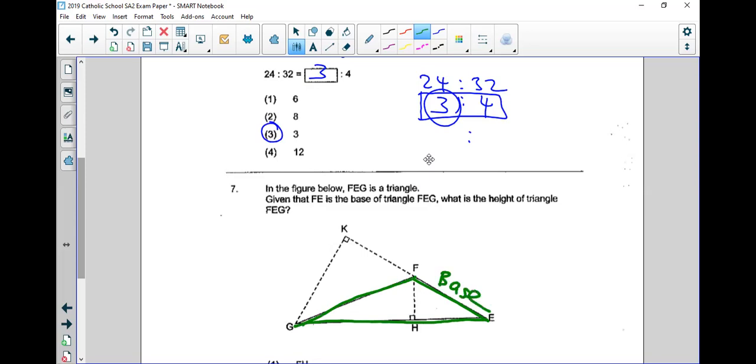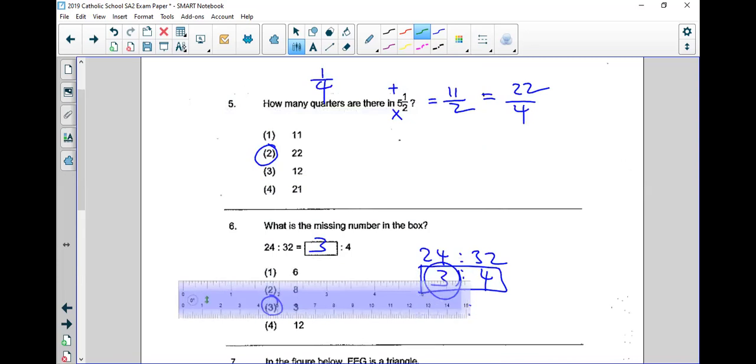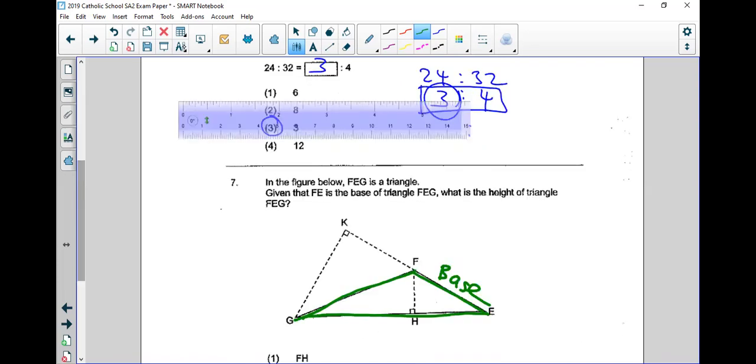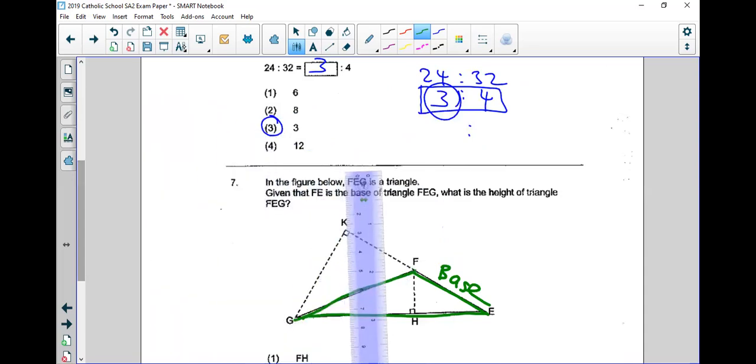Never use your eyes. You will never see Mr. use the eyes to find the height. So we always use a ruler. A ruler to find the height. So how do you use the ruler to find the height? Take the ruler and put it on the base.